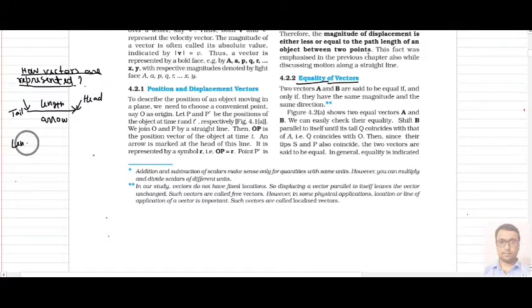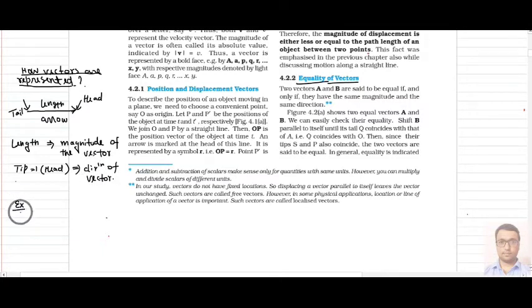Length will represent the magnitude of the vector. Then we will have the tip, or you can say its head. Head will represent the direction of the vector.